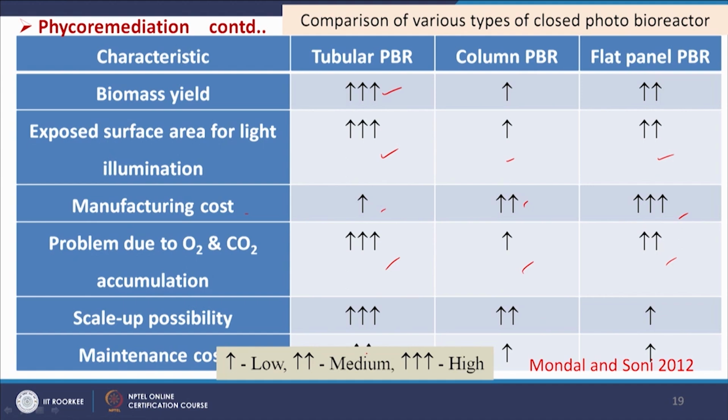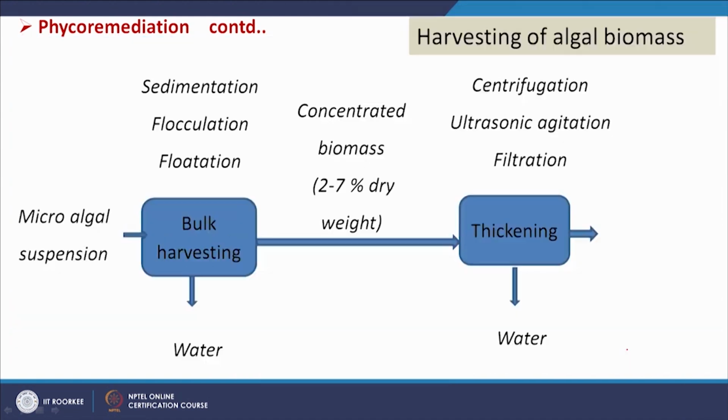And maintenance cost is medium in case of tubular and low in case of column PBR and flat panel PBR. Now, we will discuss the harvesting of algal biomass.